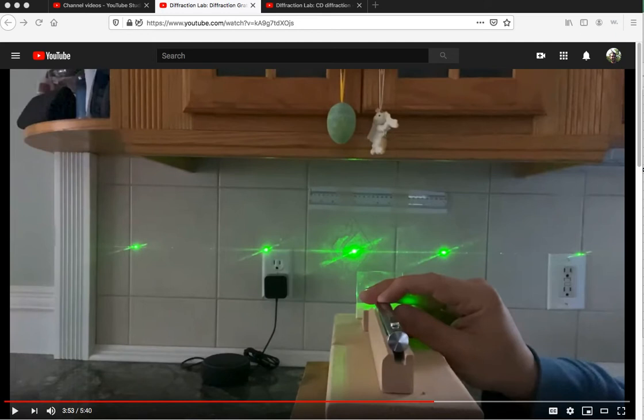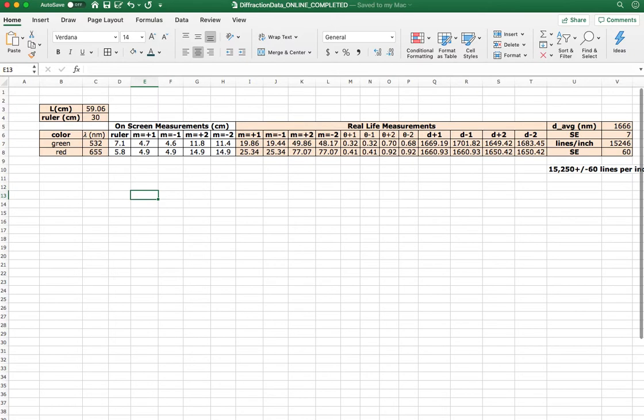All right, so let me take a look at the spreadsheet. Oh, wrong one. All right, so here's what the spreadsheet looks like. And what we have is already put in the length from the diffraction grating to the wall. So this is stated in the video, 59.06 centimeters. The ruler is 30 centimeters. So these things are in real life measurements.